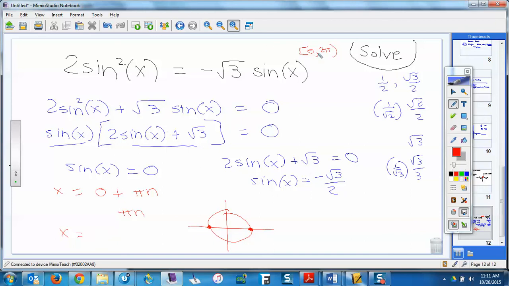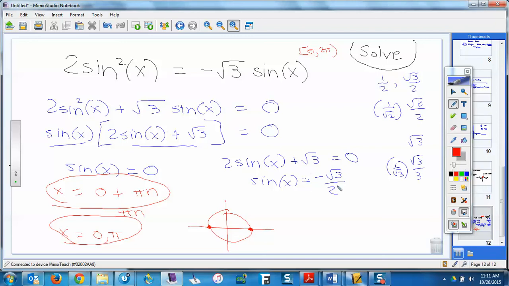So if I had said 0 to 2 pi, what would you have put? 0, pi, 2 pi. Or no. 0 and pi, right? If I don't include the 2 pi. Okay, let's go over to this one.